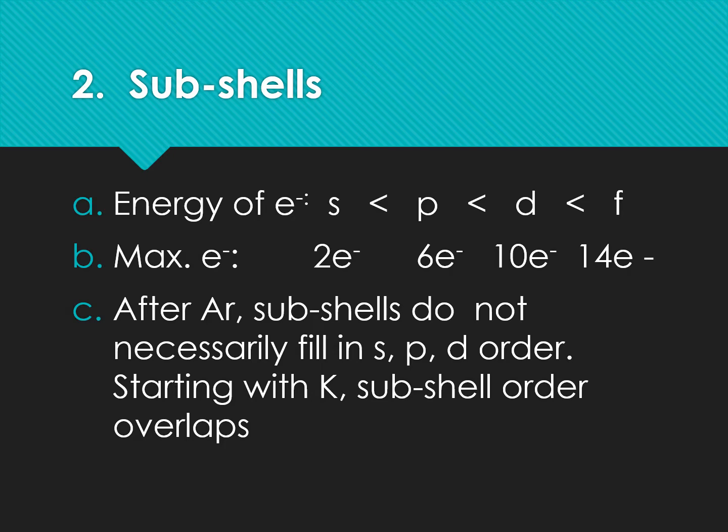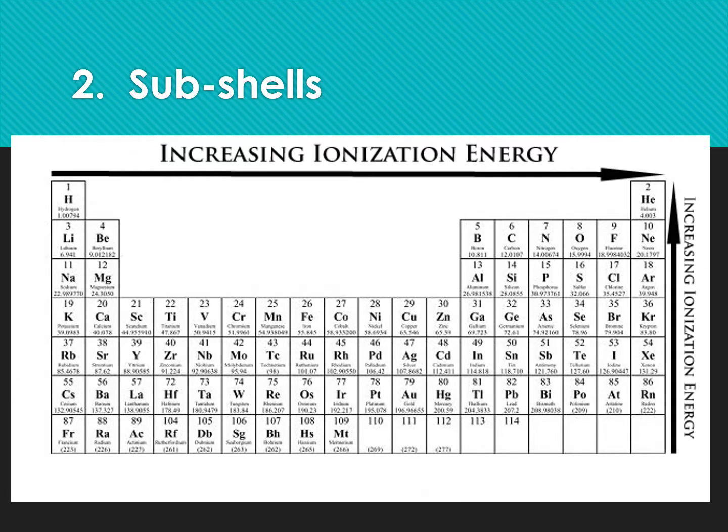And after argon, subshells don't necessarily fill in the s, p, d order, starting with potassium. So you can see the periodic table basically follows along the subshells.